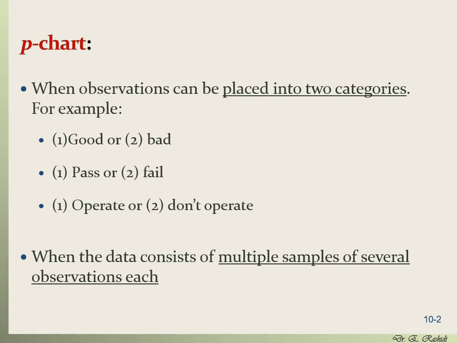P charts are used for observations or scenarios in which you can place the data in two categories based on a characteristic. For example, good product, bad product, good service, bad service, pass or fail. For example, for a process, operate or don't operate. Or when the data consists of multiple samples of several observations each. For these types of observations, we can use P chart.